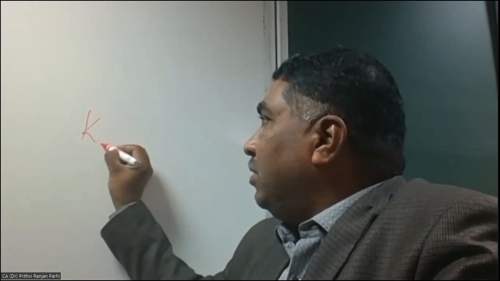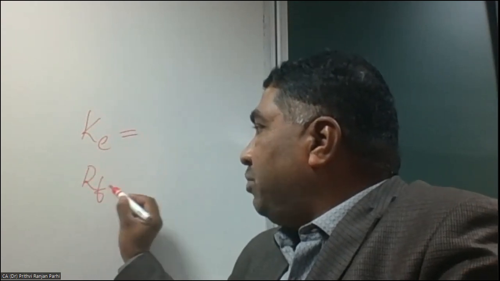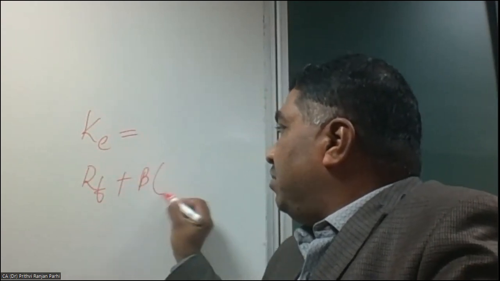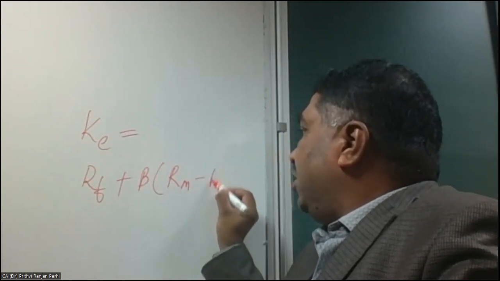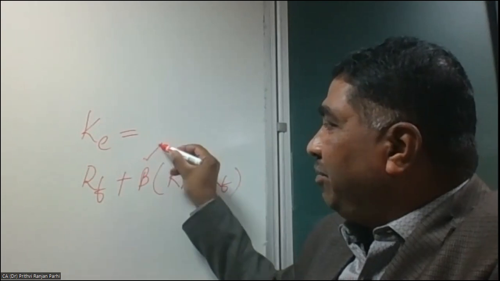If you apply the capital asset pricing model, it suggests that cost of equity is equal to risk-free rate of return plus beta into market return minus risk-free rate of return. If I put here the formula, it will look like this. KE, cost of equity, is equal to risk-free rate of return plus beta into market return minus risk-free rate of return. So there is a need to compute beta factor here.